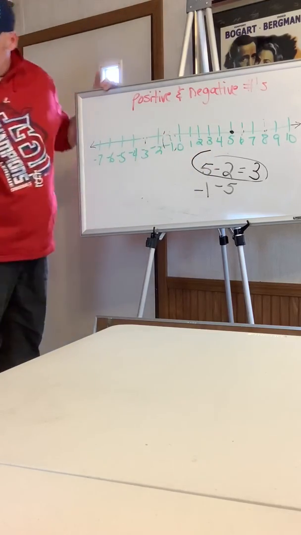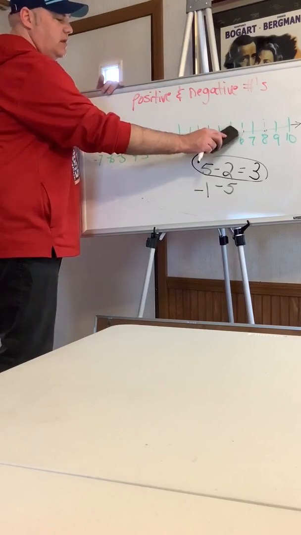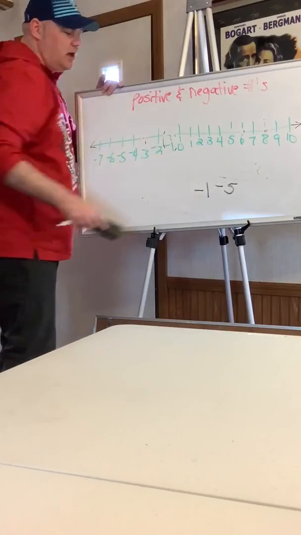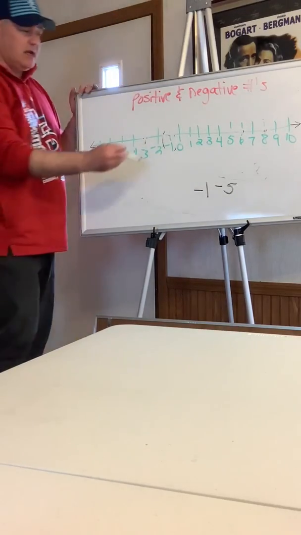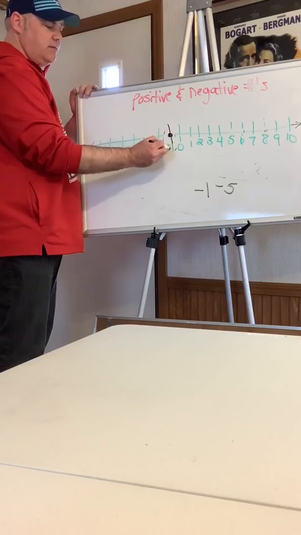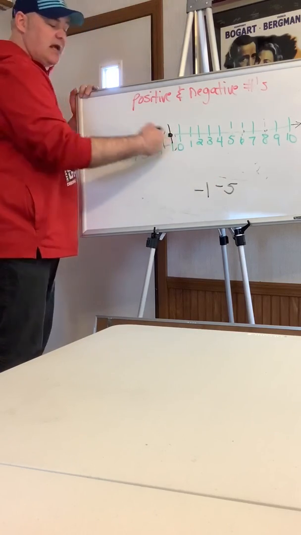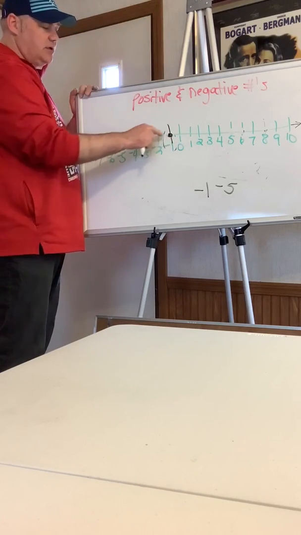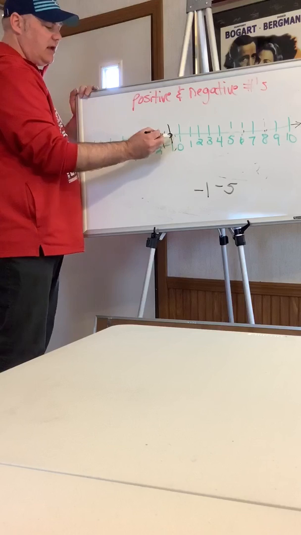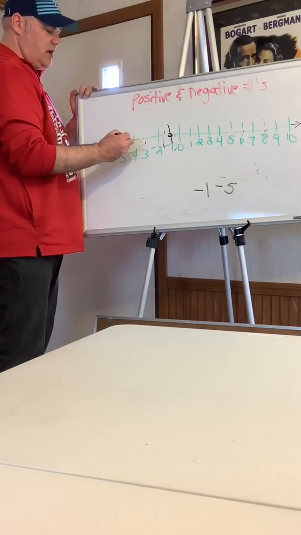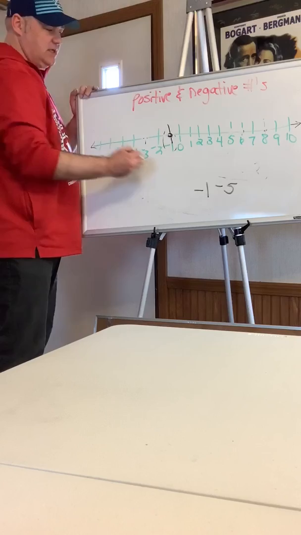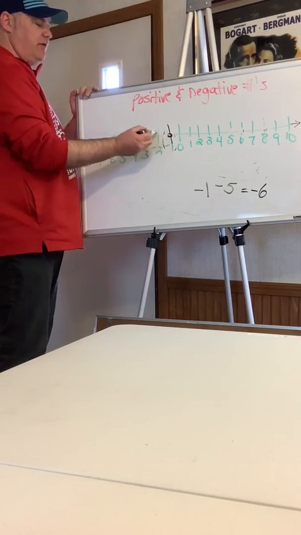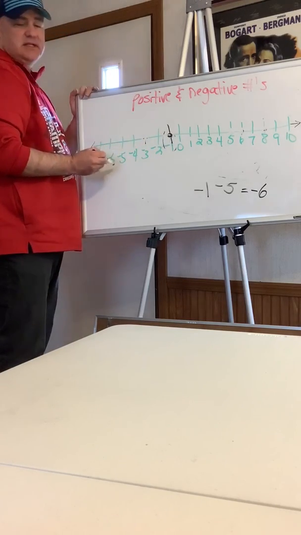Well, let's look at this one. -1 minus 5. Same thing. We're subtracting a number. But now we're starting at -1, which is here. And we're going to go 5 in the negative, just like when we subtracted 2 and went in the negative. 1, 2, 3, 4, 5, which puts us at -6. So we were at -1, and we went 5 in the negative direction, and that put us at -6.